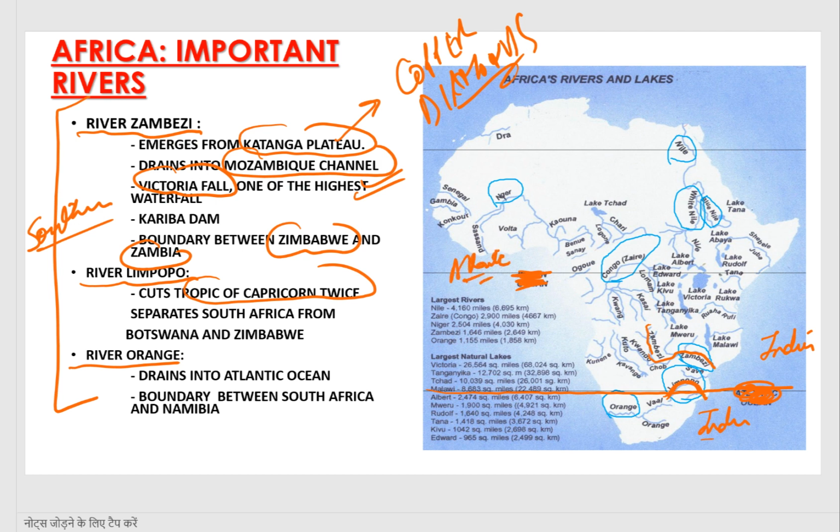So it drains into Indian Ocean, not specifically the Mozambique Channel. So I repeat, while Zambezi drains into Mozambique Channel specifically, river Limpopo drains into Indian Ocean. And last point, river Orange.